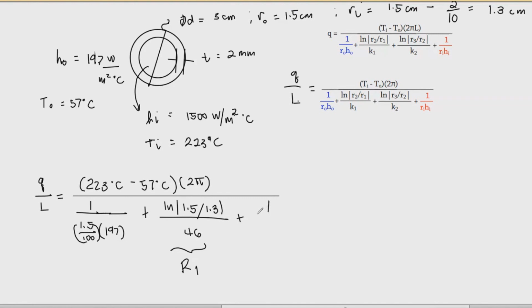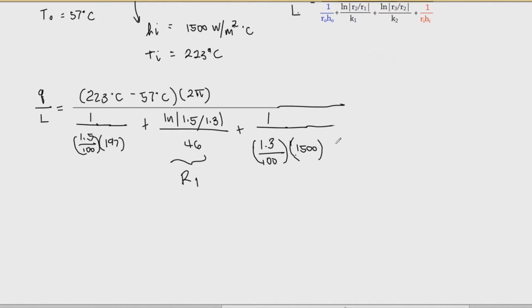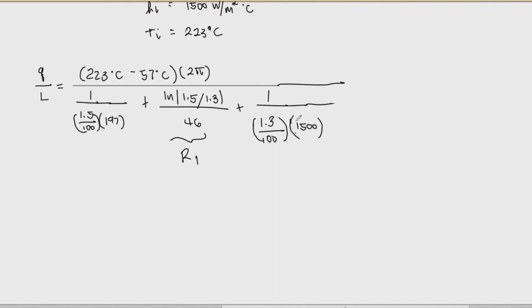So the next one will be plus 1 over r sub i. So we'll be using the inner radius, but I need to convert that to meters. So divided by 100 and then use the inside heat transfer coefficient, which is equal to 1500. Okay, so I hope you understood my writing. It's really messy.